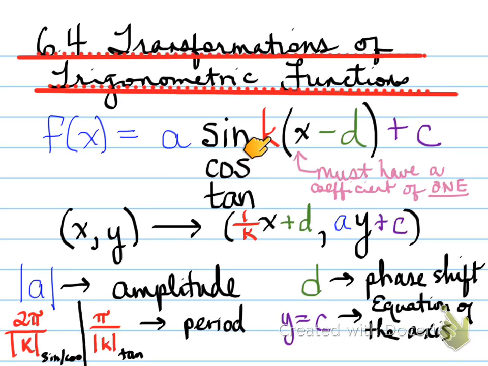k, that would be from the period. So if you need to find the k value, it's 2 pi divided by the period of the actual graph you see. That will equal your k value. Your d is your phase shift. Your c, y equals c, is the equation of the axis. So you find the equation of the axis, and the number you find turns out to be your vertical translation.